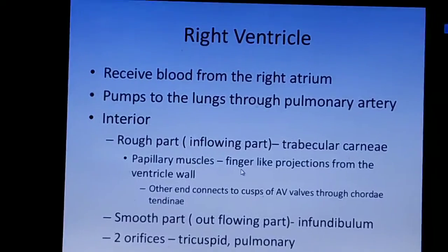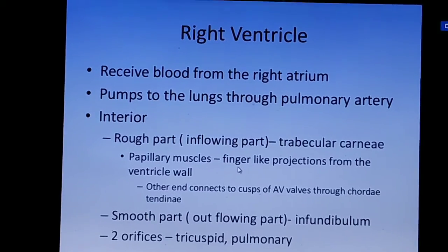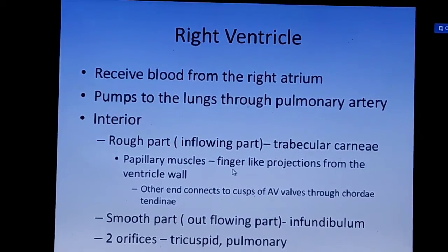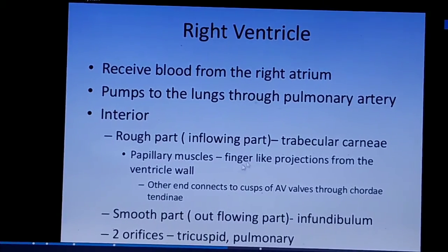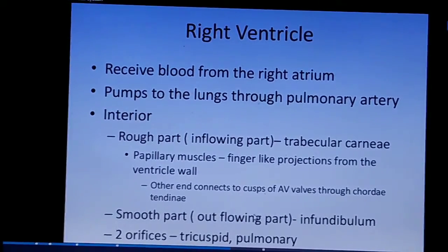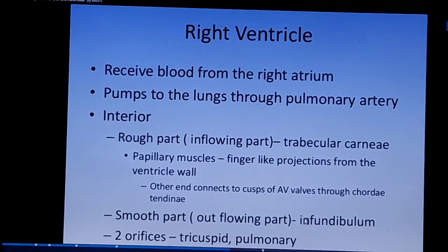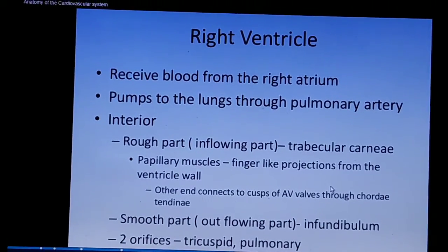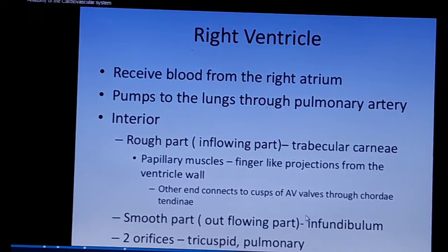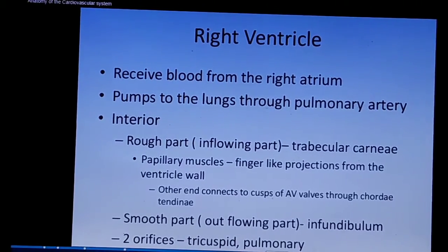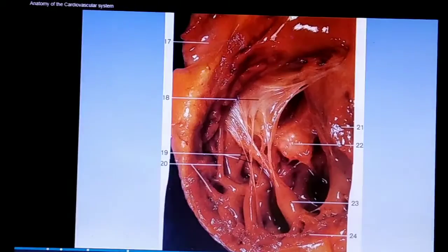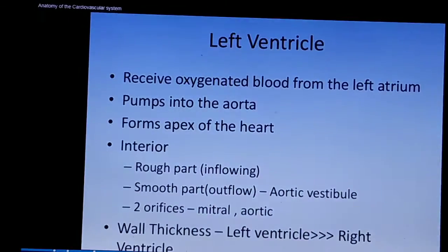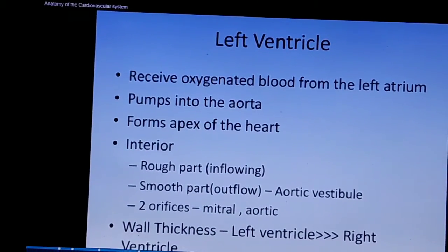Then right ventricle. It receives blood from the right atrium and pumps to the lungs through the pulmonary artery. Anteriorly, it is a rough part. Papillary muscles, finger-like projections, are present at the ventricle wall. The smooth part is the infundibulum. There are two orifices, the tricuspid and pulmonary orifice. This is the structure.